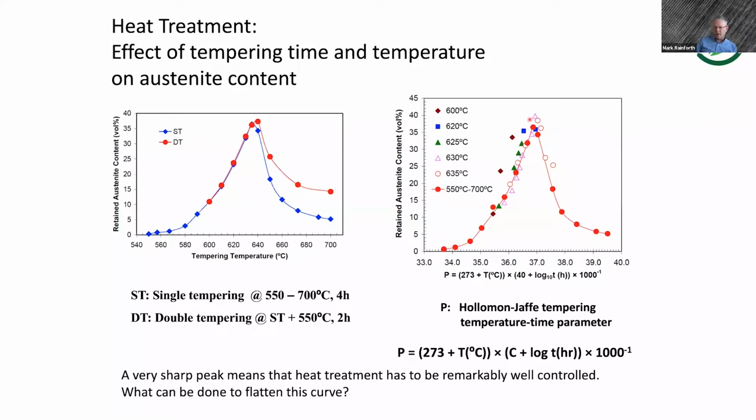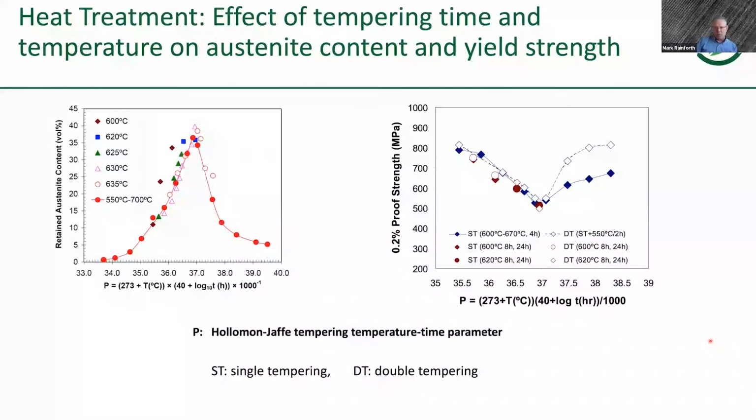And again, we see this really sharp peak and this really tight control that we have to perform to get within the properties that we want, which is shown here. So this is a graph on the left, which is just the one you've seen, but on the right we're showing the proof strength effect over the same temperature range, again using the Holloman-Jaffe parameter.